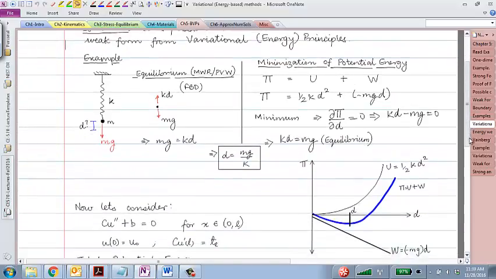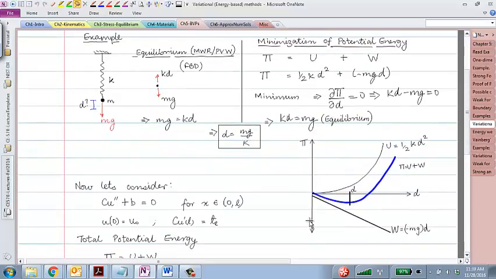And one way to visualize that process was using this diagram. What I'm plotting here is, on the x-axis, the displacement of the spring, and on the y-axis the total energy, which is a sum of the energy stored in the spring and the change in potential. As you can see, the change in potential is minus mgd, which is a linear straight line. As d increases downwards, the potential decreases. So that line is what the decrease in potential represents.